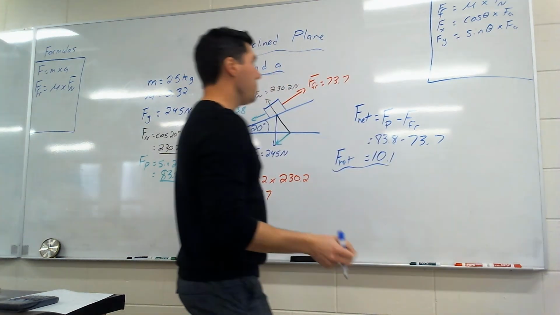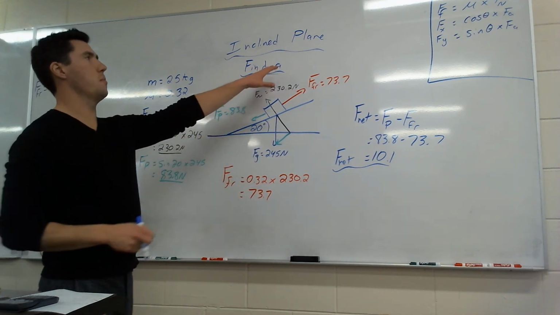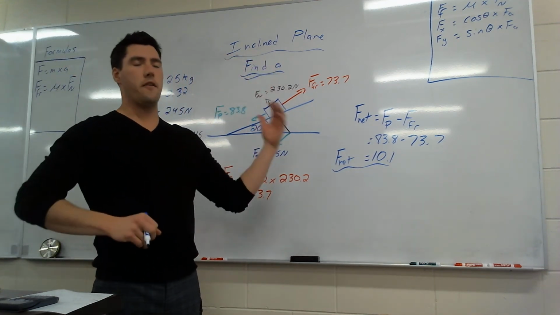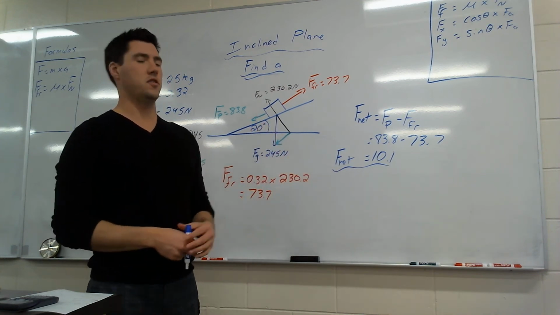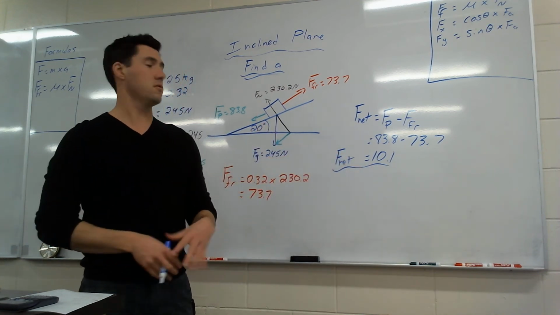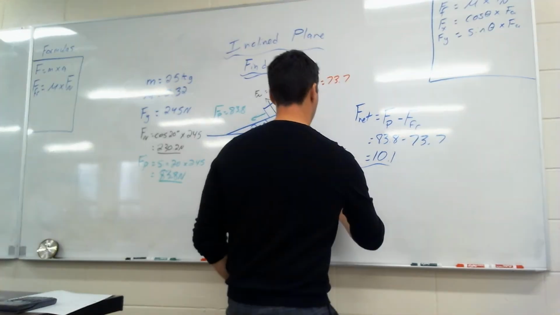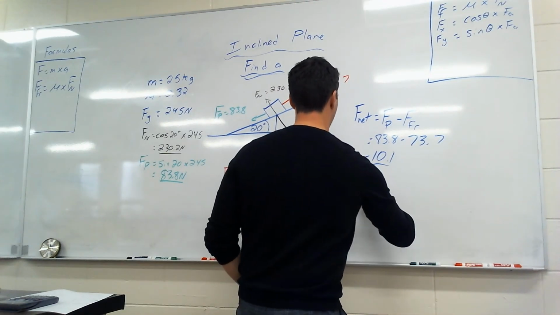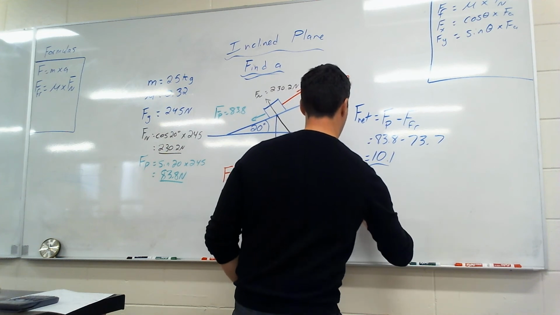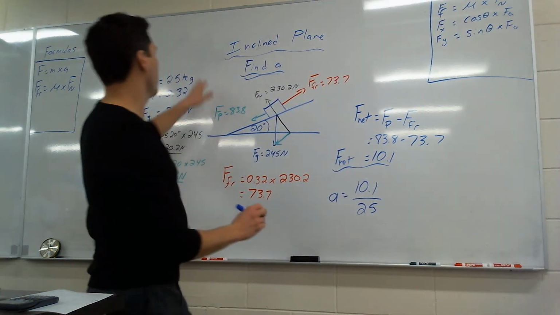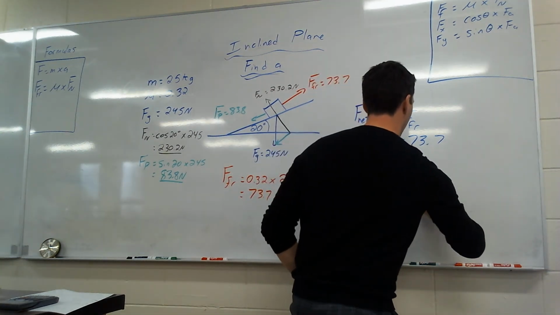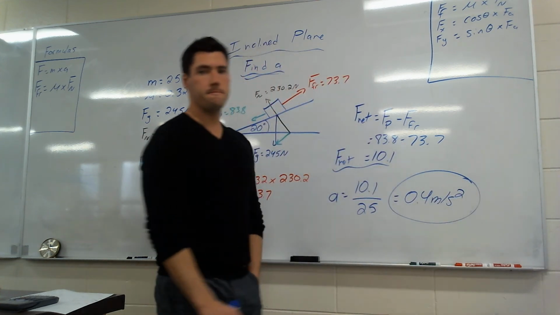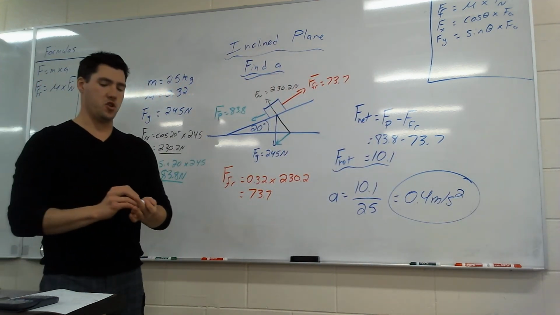That's what I have to put into my acceleration formula, which goes back to our very simple F equals m times a. Anytime you have a net force, to find the acceleration, you just take your net force and divide it by your mass. So that's what I'm going to do now. To get acceleration, I go 10.1, my net force, divided by the mass, which I started with over here, 25. And so I finally get my answer of 0.4 meters per second squared. I'm going to circle that. So that is how we find our acceleration here.